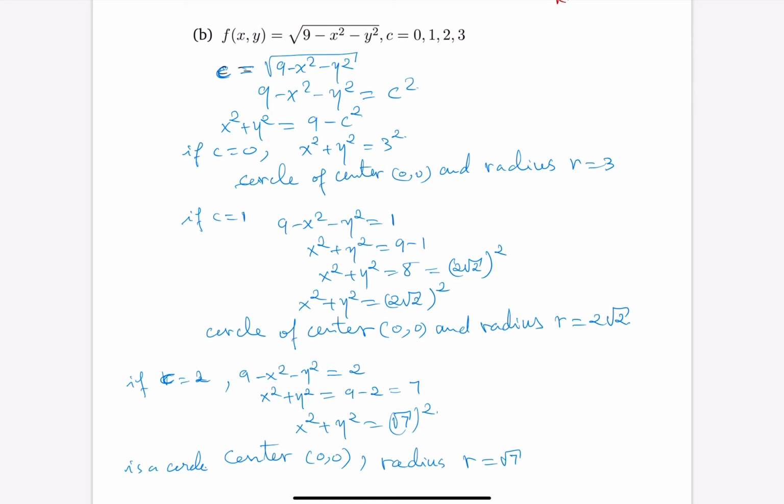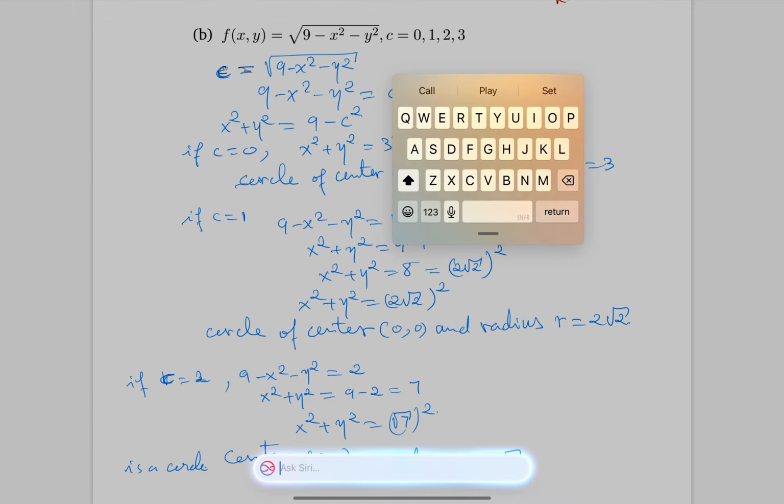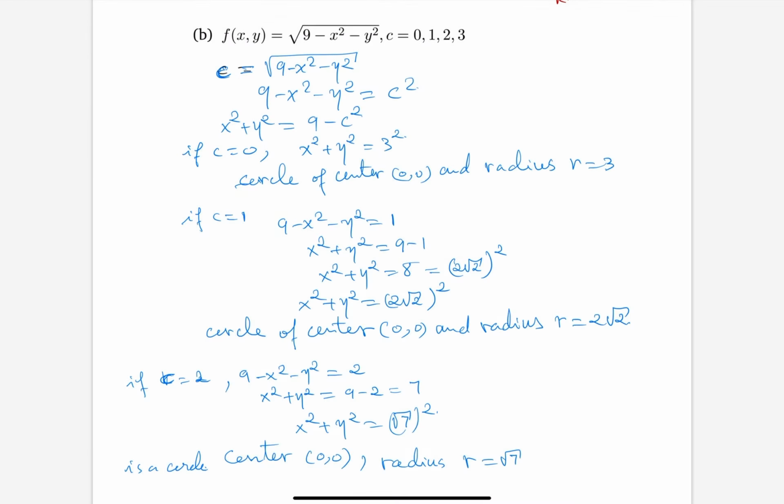Okay, and then you end up having x squared plus y squared equal to 9 minus c squared. So now, if c equals 0, you have this one. Now, what's this one? This one is a circle centered at (0, 0) with a radius of 3.